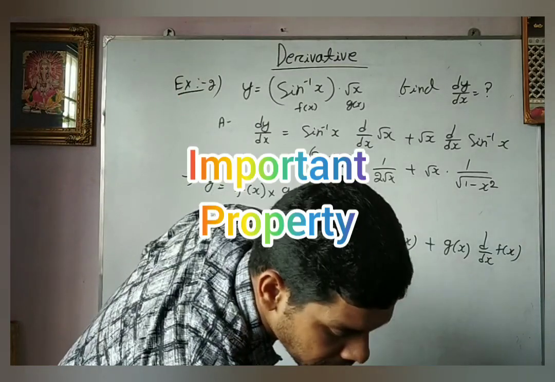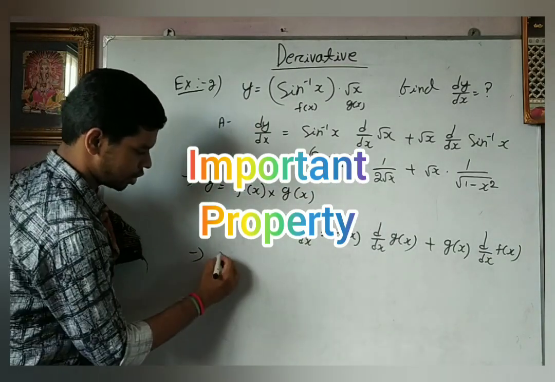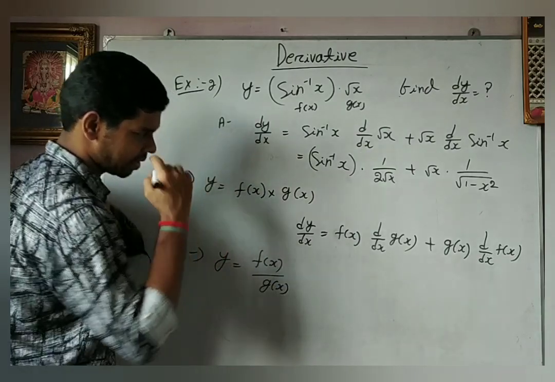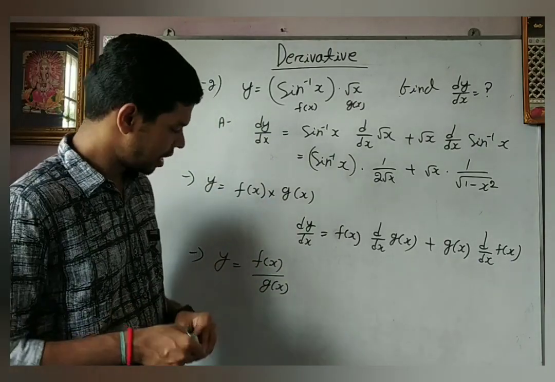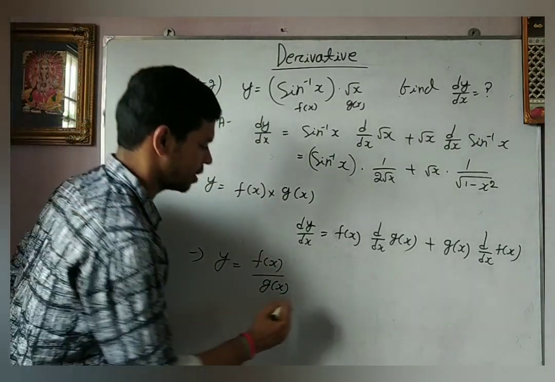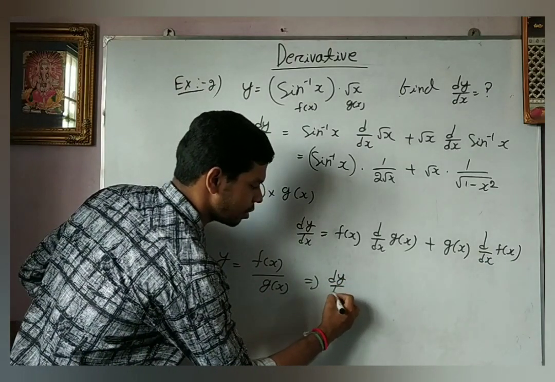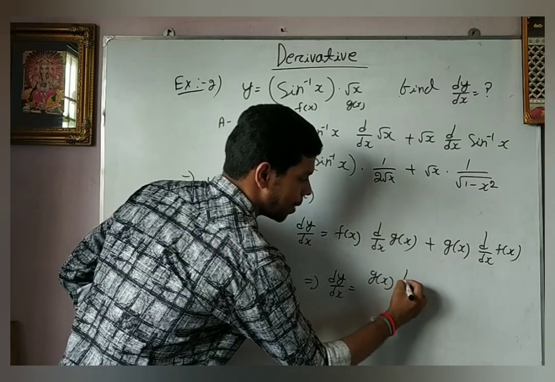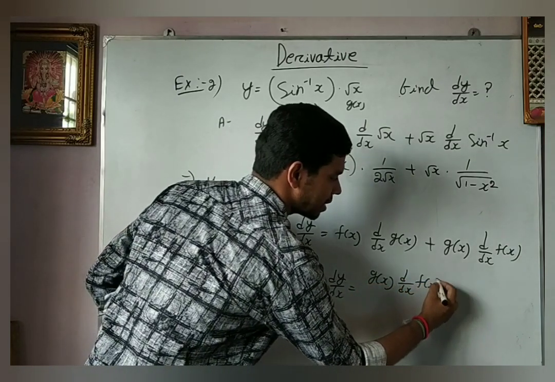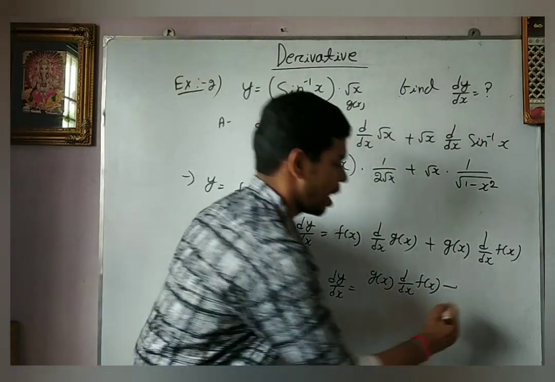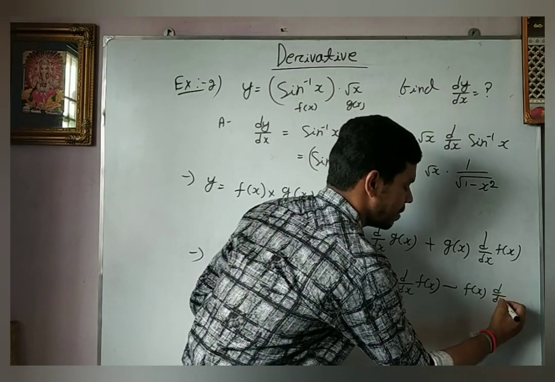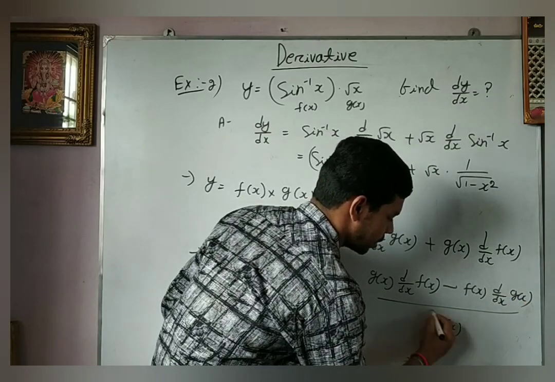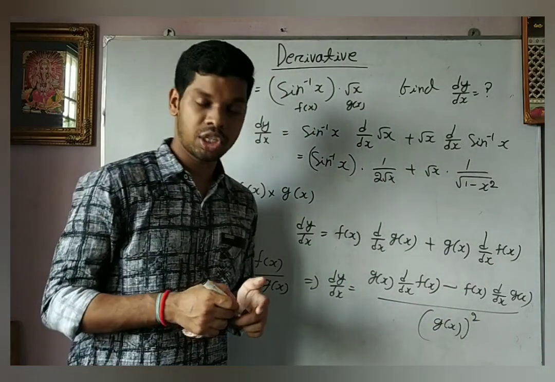Next, property number 3. Suppose y equal to f of x divided by g of x. Here f of x is multiplied with g of x. Here f of x is divided by g of x. dy by dx equal to g of x multiplied with derivative of f of x minus f of x derivative of g of x, whole divided by whole square of g of x.